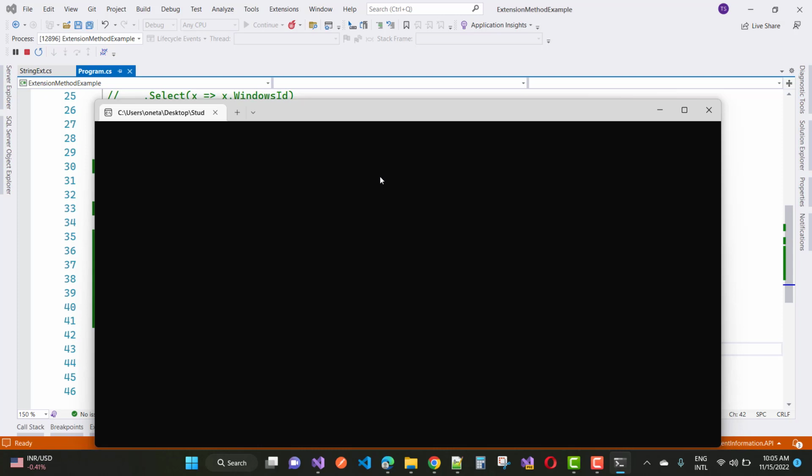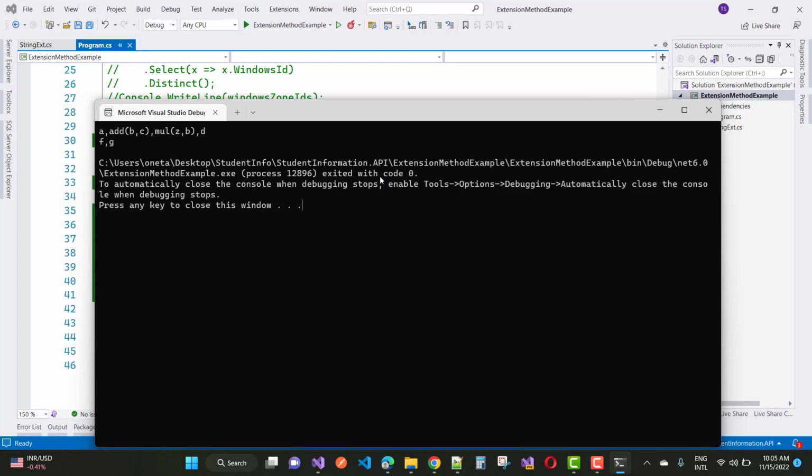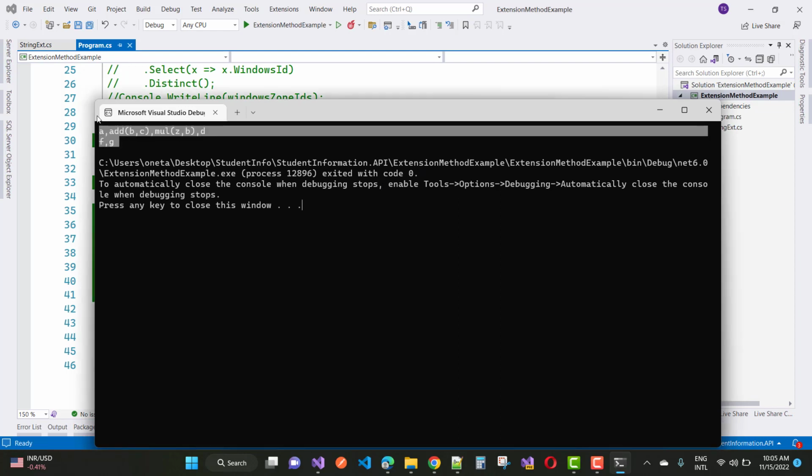So here we have the simple example. That is the text between the nested parentheses.